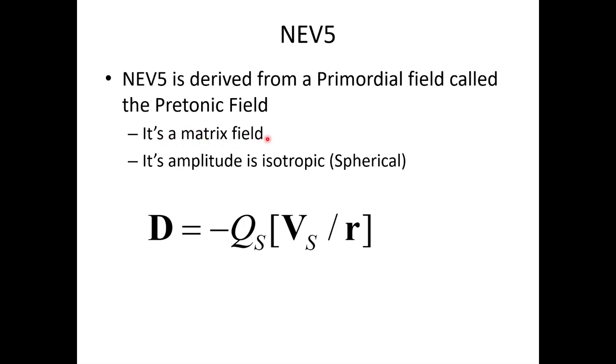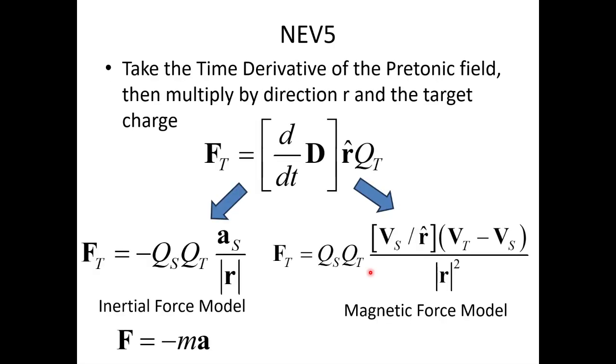It is a matrix field, not a vector field. Its amplitude is isotropic, spherical. And if you want to know where to find more about the derivation that we're about to get into, I'll show you that in a moment. Okay, so the pretonic field, if you take the time derivative of it and then multiply it by the r direction vector and the target charge, you will find the force on the target charge.